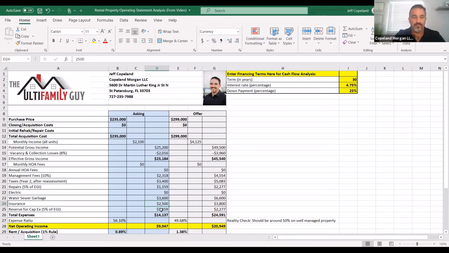So another thing that a lot of people leave out is a reserve for capital expenditures. Capital expenditures are things like replacing the roof, replacing the HVAC system. Those are the two big ones. Water heater, there's plenty of other systems, but it's not something you can avoid.